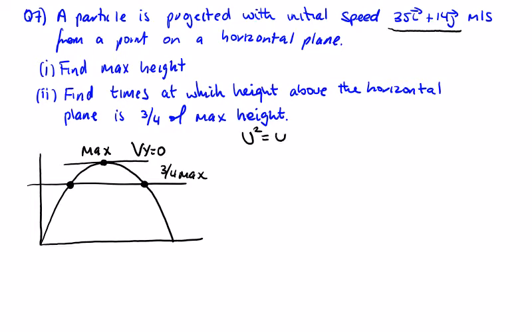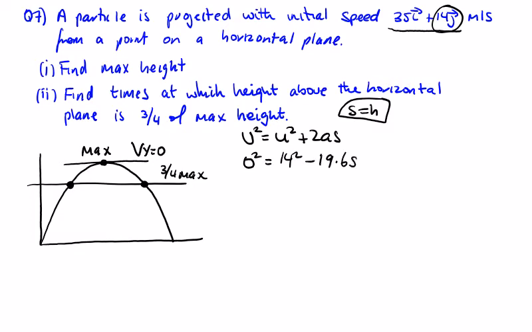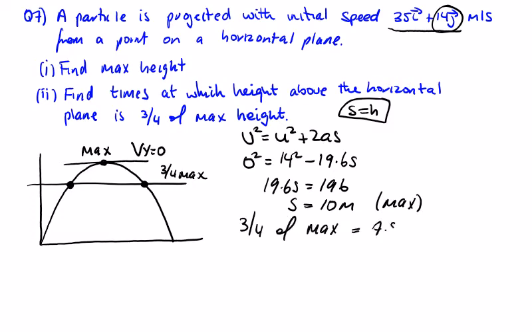v squared is equal to u squared plus 2as will give us this. You could say s is equal to h, as it does in the book sometimes, but I'm going to leave it as s. So v is equal to 0. 0 squared is equal to my initial 14 squared, which is 196, minus 19.6s. And you can see this works out evenly: 19.6s is equal to 196. So s is equal to 196 over 19.6, which is 10. So the max height is 10. So 3/4 of max is equal to 7.5.